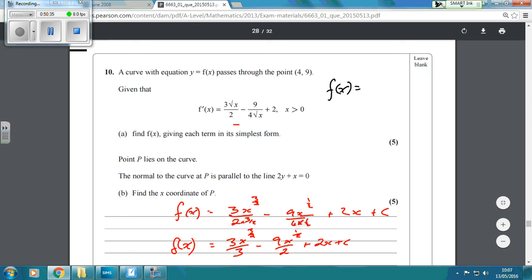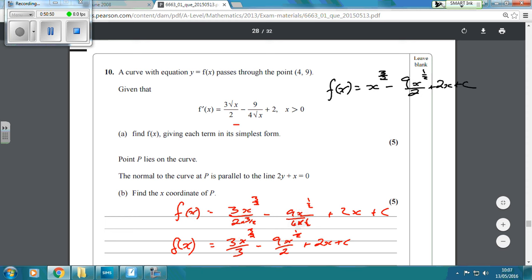And there's no rhyme or reason why I'm swapping colours, by the way. Don't think that means anything in particular. That's going to be x to the power of 3 over 2 minus 9x to the power of a half over 2 plus 2x plus c.